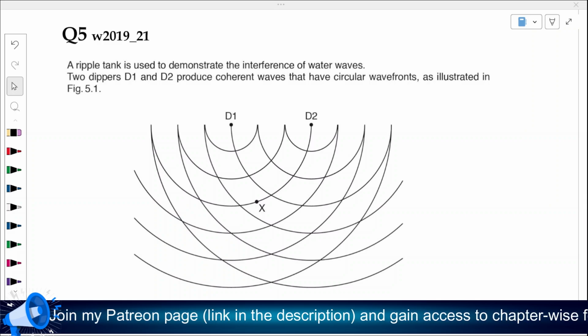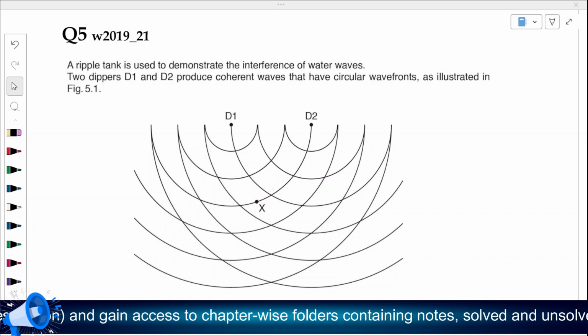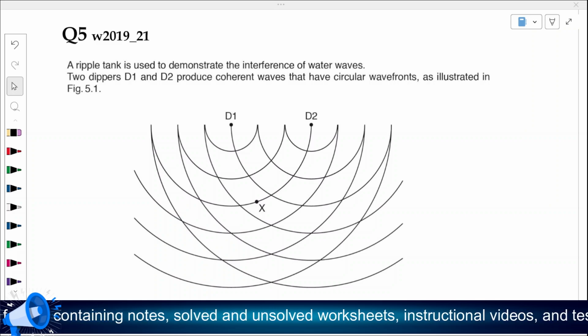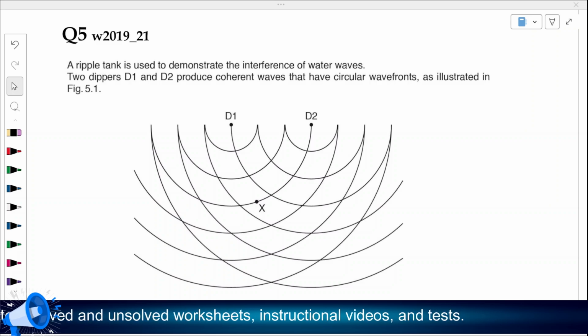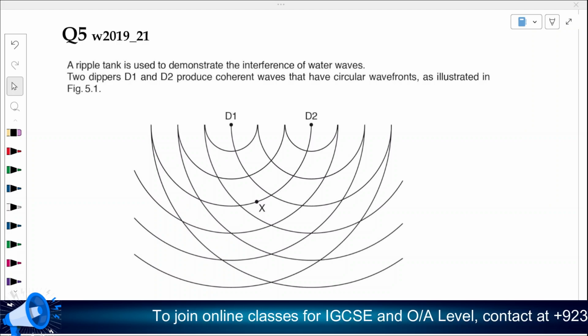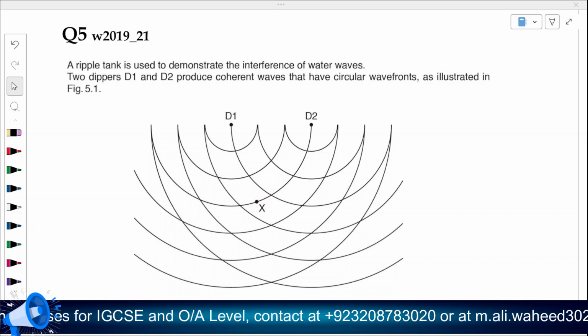So here we have question number 5. I remember assigning these questions, but if you're done with those questions already, you can just cross-check the answers. And not only the answer, you can cross-check the method also.